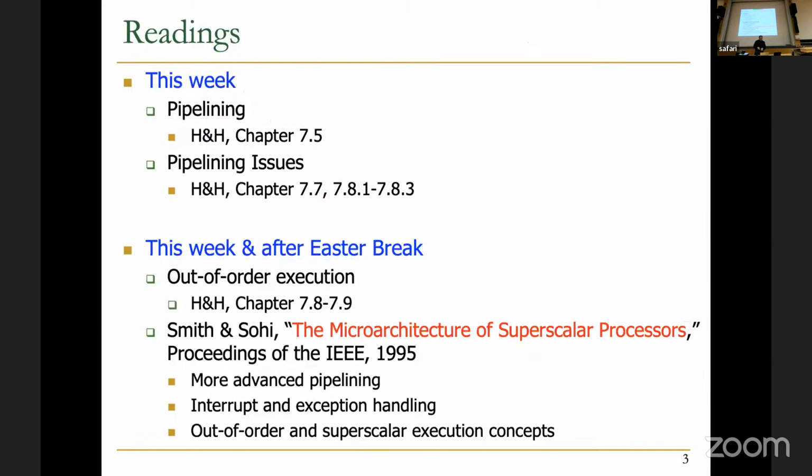So the readings for this week are, again, pipelining, which you can see here, and also pipelining issues. And also the reading that you can have for this week and also after Easter break, you can see in this slide as well, for out of order execution.